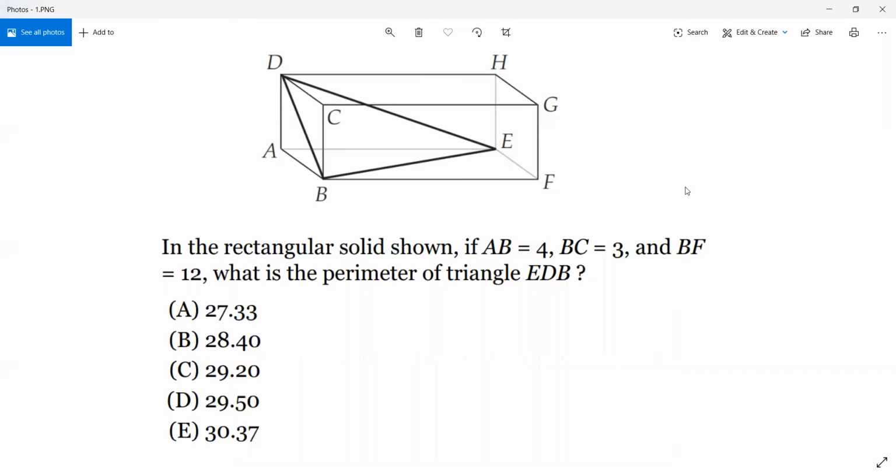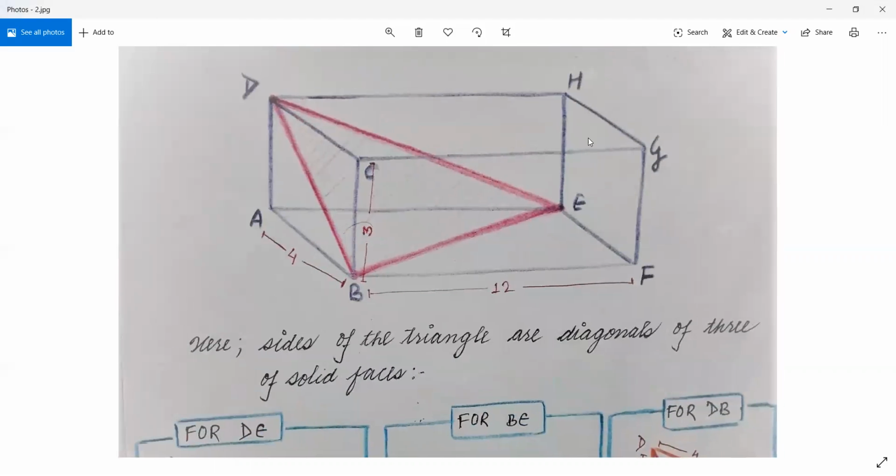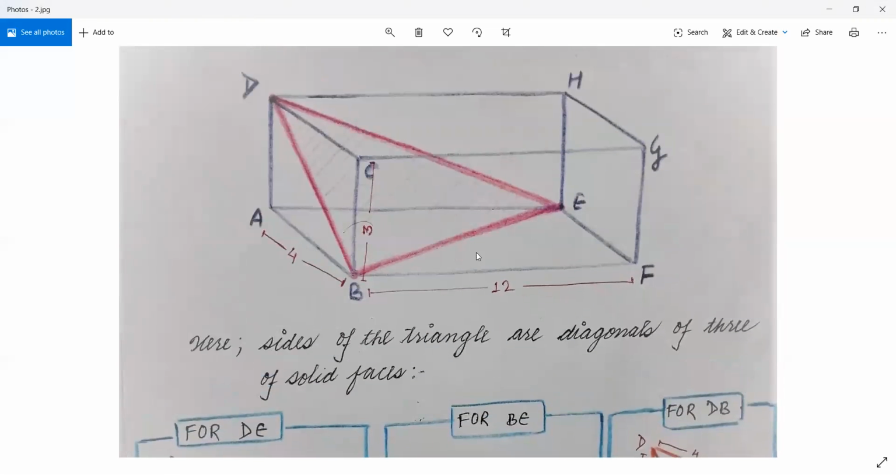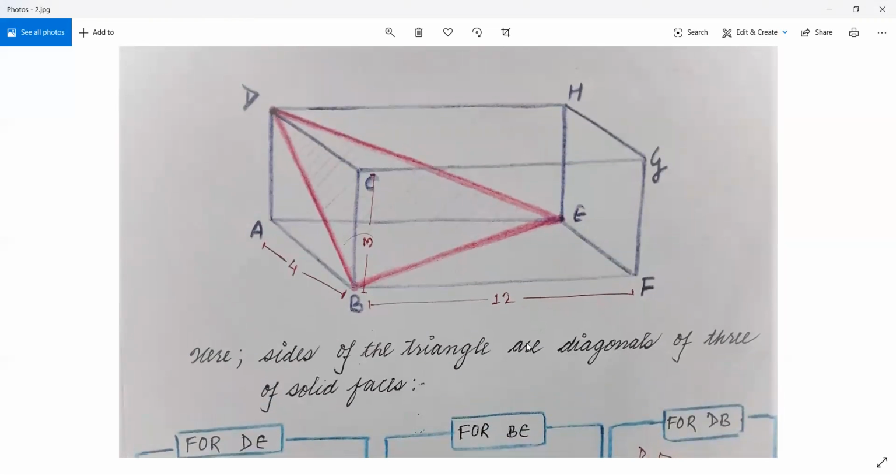So here, let's start the solution. What I did was, as our question suggested, BF, AB, and BC are 12, 4, 3 respectively, right? Here the sides of the triangle are diagonals of three solid faces, right? Each is a face diagonal of the solid faces, as we can see in the figure. So I have split these three particular faces into three individual figures so that you can understand easily.